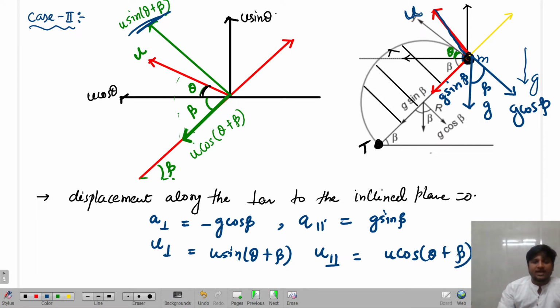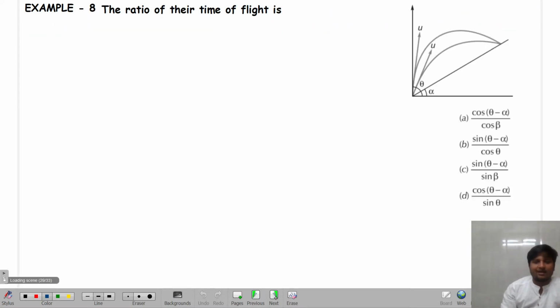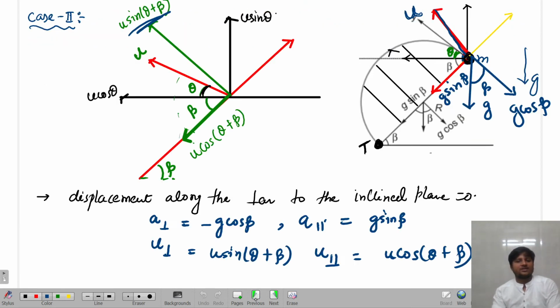Those who are not able to understand, please see, this concept is of JEE. Today's whole class is going to be of a certain level, so please try to understand, because it is a tough part.